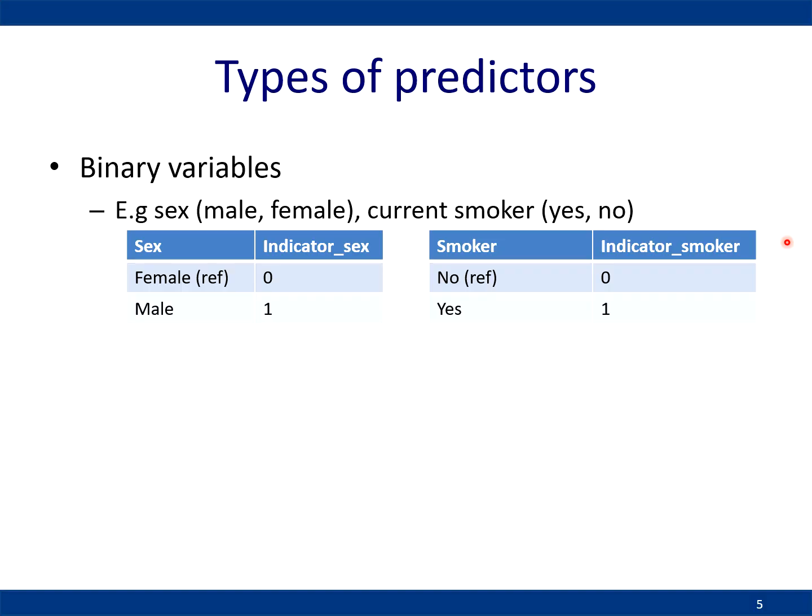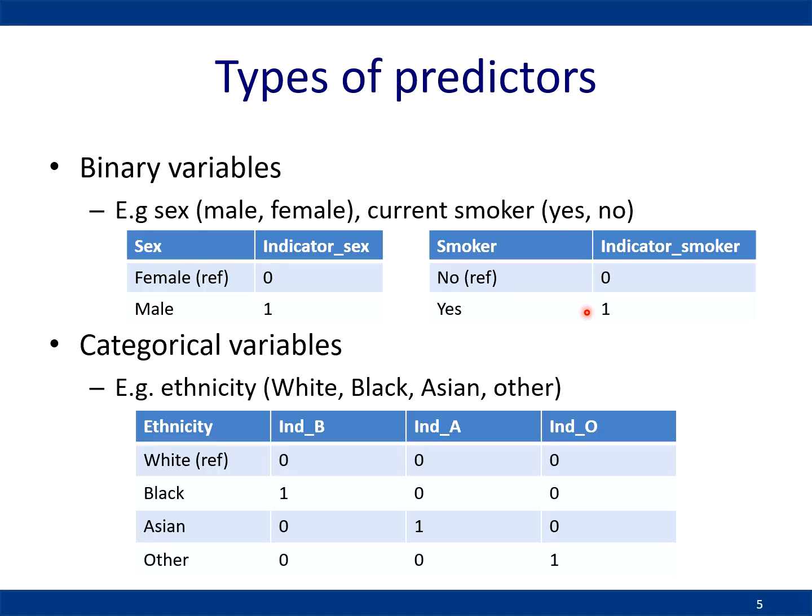Another example of this is whether someone is a current smoker. So again, we have a binary variable because it's either a yes or a no. We select one category to be the reference, which takes the value 0, and the other category here, yes, takes the value 1. And we can also extend this coding to categorical variables with more than two categories.